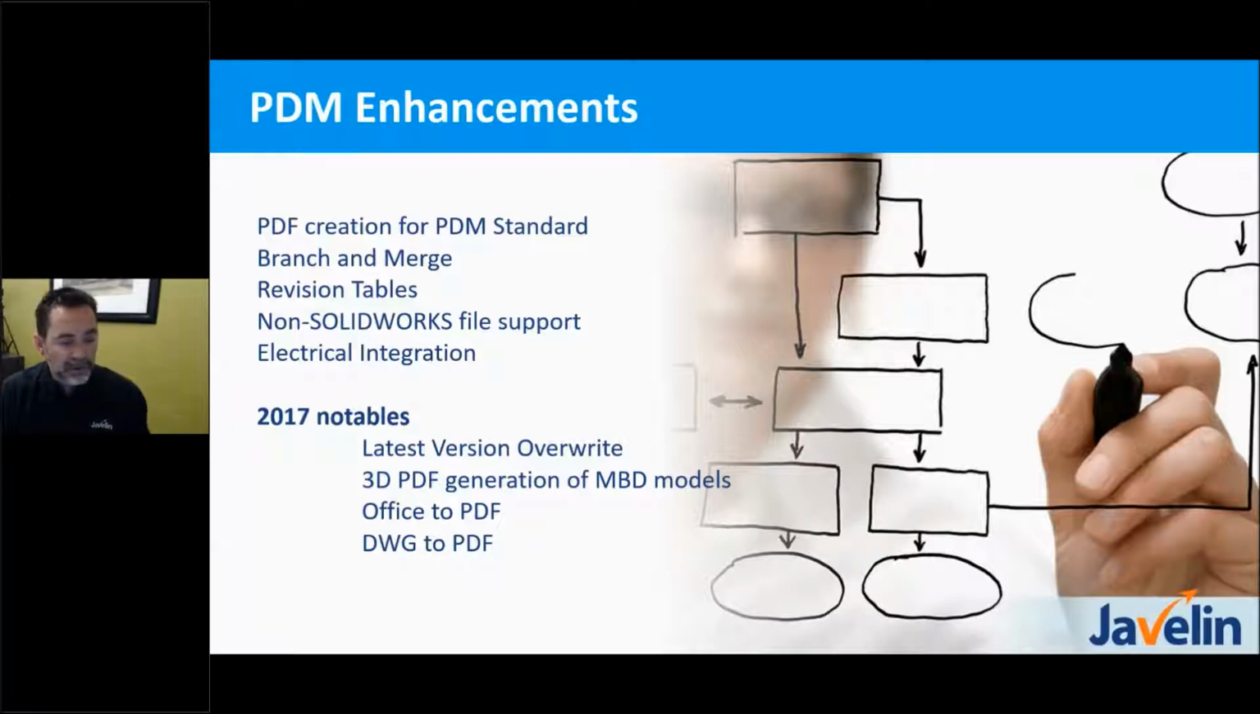And then a few notables from 2017 that I thought were a good idea to revisit. One is the latest version overwrite to limit how many versions we have in our system. And then these three are almost one and the same. We were able to create PDFs automatically. And this is just for PDM Professional. Be able to create PDFs of the 3D PDF for model-based definition files, Office products, so your Word, Excel, PowerPoint, being able to create PDFs of those automatically, and a DWG being able to turn it into a PDF as well.